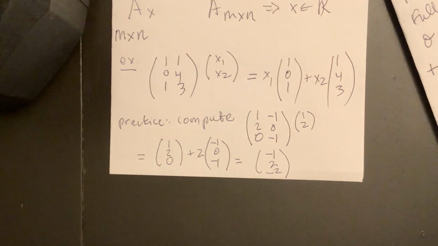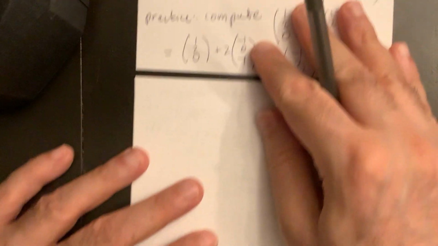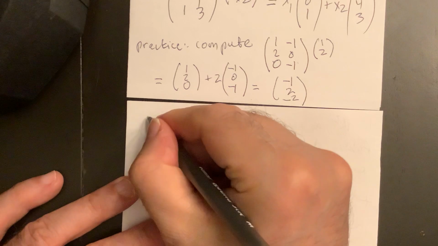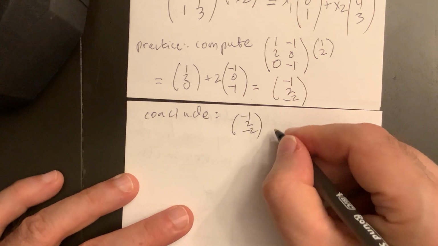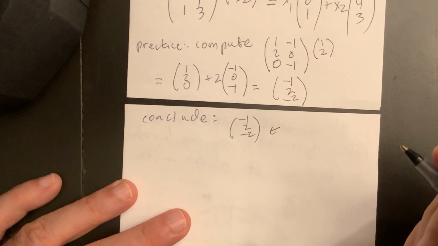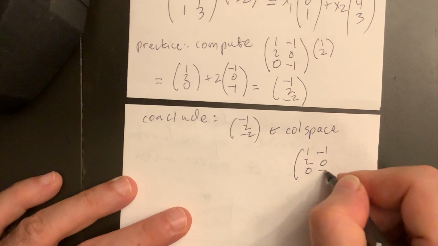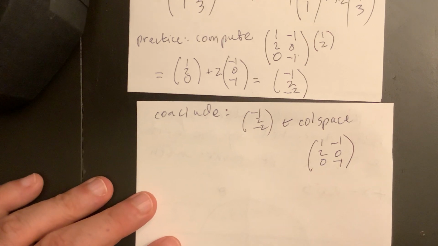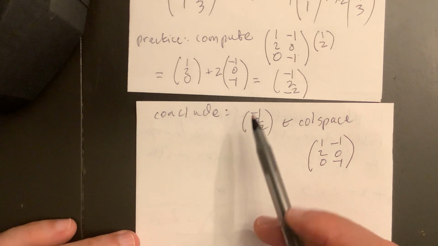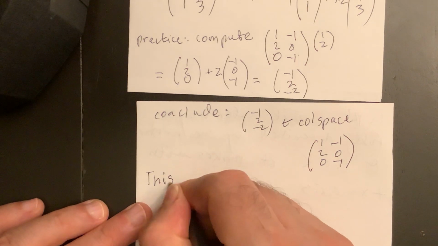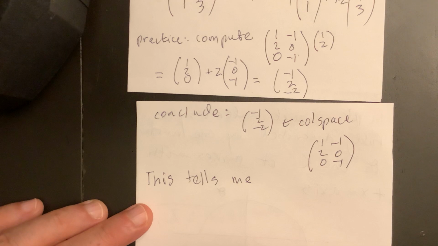Well, so what? Why do we care? So we can conclude from this, let's just write this down, that (-1, 2, -2) is in the column space of this matrix, (1, 2, 0) and (-1, 0, -1), which is the span of these two vectors, okay? Well, what that tells me is that a certain system of equations has a solution. So this is the key. This tells me that the following system of equations has a solution.